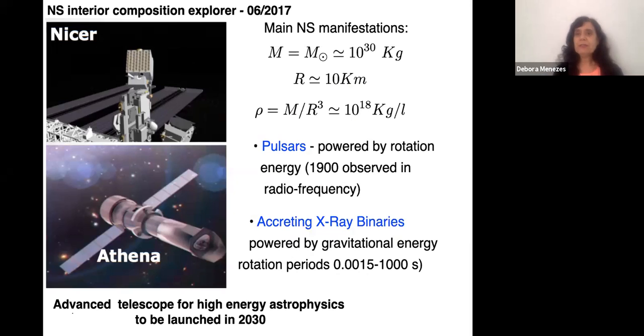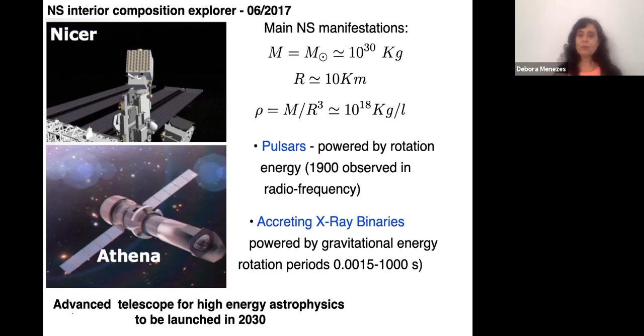So which are the main manifestations of these objects? There are two main manifestations. They can be detected as pulsars, so they are powered by rotational energy. And there is a catalog by McHugh where you can go and see all detections of pulsars. About 1900 have already been observed in radio frequencies.